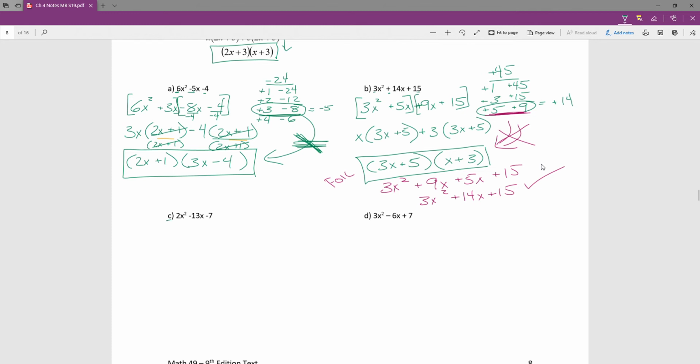So for C, I'd have 2 times negative 7, so negative 14 at the top of my number puzzle. I'd have 1 and 14 and 2 and 7, factoring that as many ways as possible. I have a negative 14, so that means that I have 1 factor positive, 1 factor negative. I see that I have a negative b term, so that means that my bigger factors get to be negative this time. And that helps me select the combination of factors that finish up or satisfy my AC test. They add together to give me my b term.